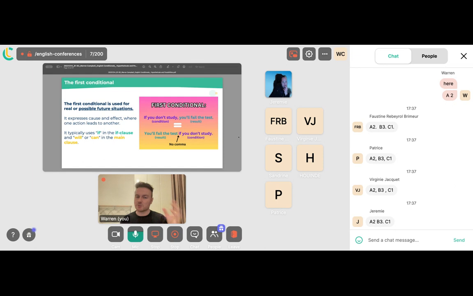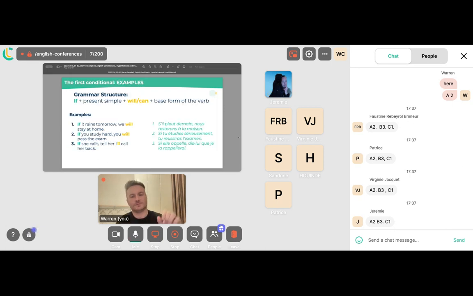Okay. This is what happens. So if you start with if in the first clause, if you use if, you need to use a comma to separate. If you want to write it the reverse way, you do not need a comma. If you want to start with the result, you do not need a comma. So the structure here, as we can see, if plus the present simple plus will or can, and base form of the verb.